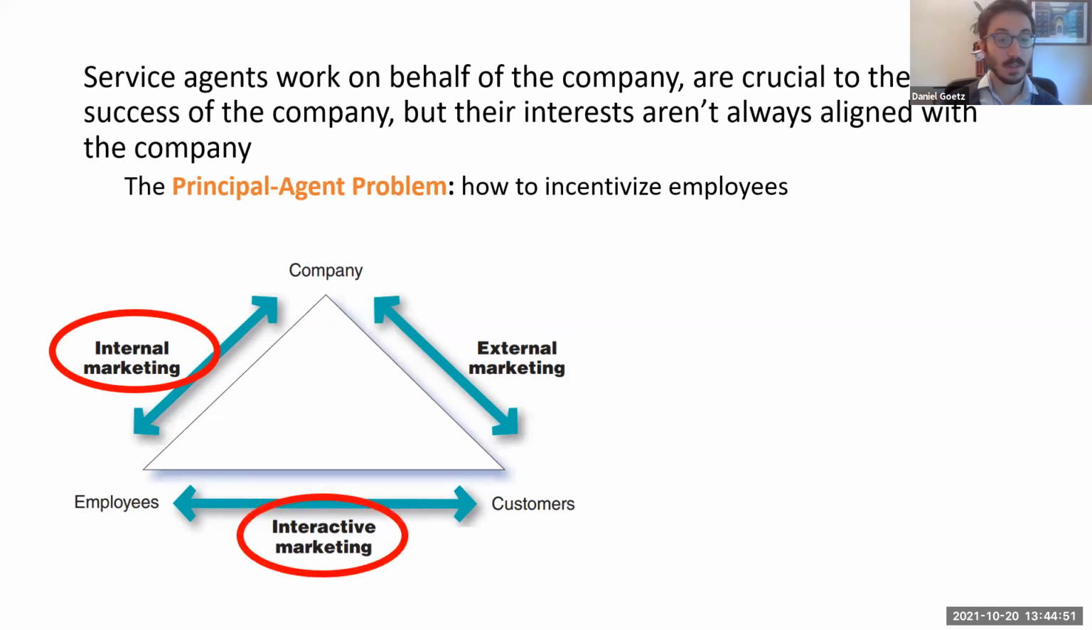The other element that you need to focus on in a service-oriented market offering is interactive marketing, right? The company markets to customers, but when customers are dealing with your company's employees, they're also receiving marketing through those employees, right?